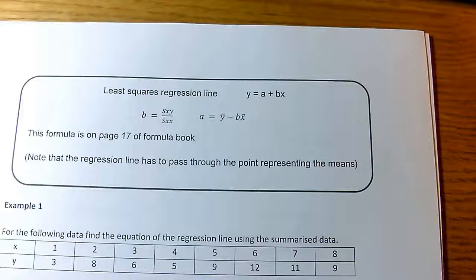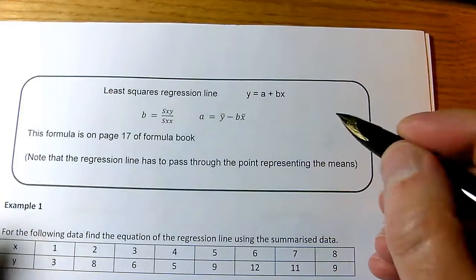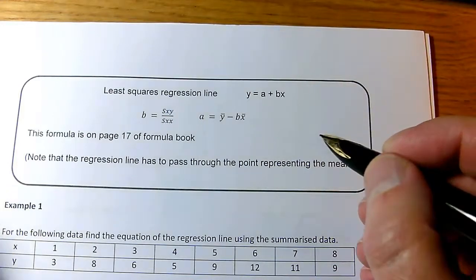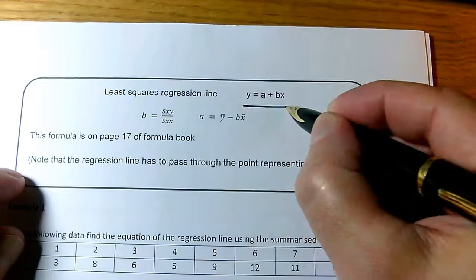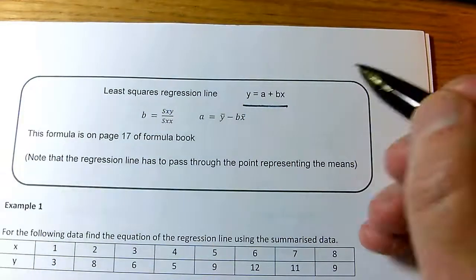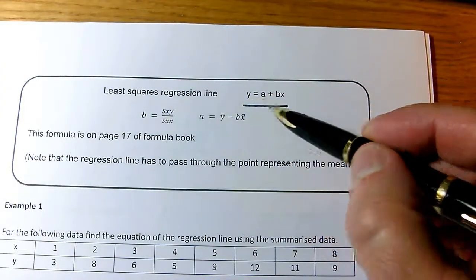Okay, we've talked about correlation. Now let's move on to regression. Regression is where you think there may be a straight line that goes through the data, and we're now going to use it to predict y values from x values. So it's directional. Okay, we're using an equation like this.